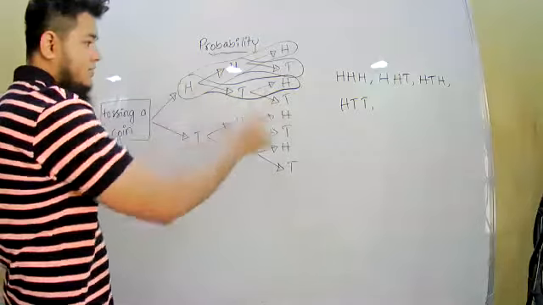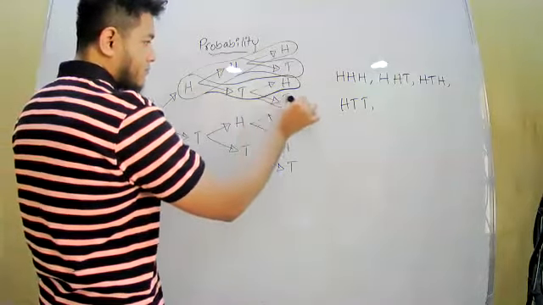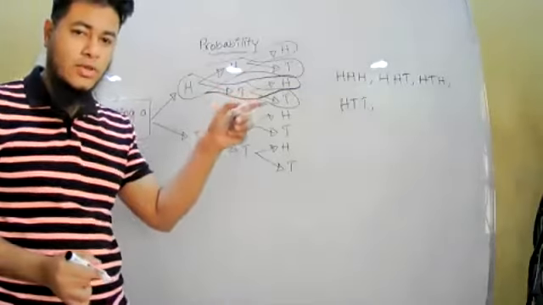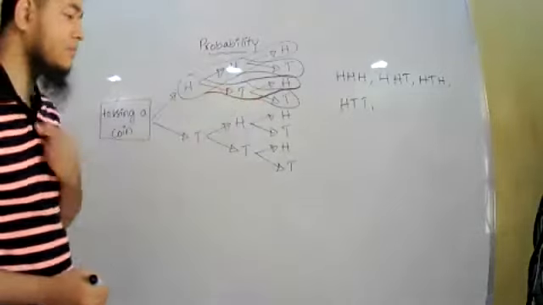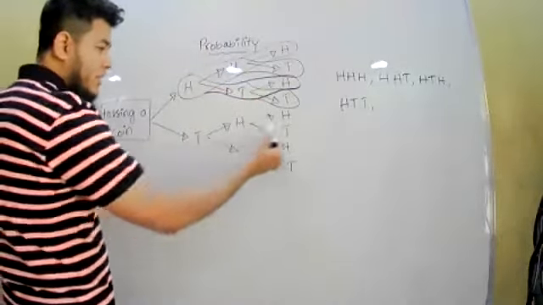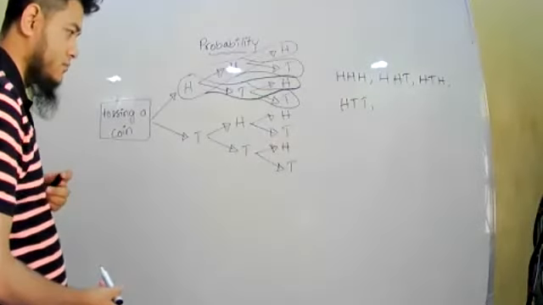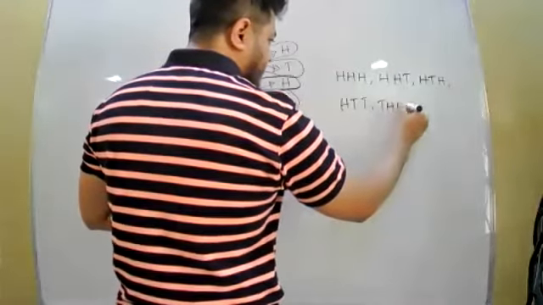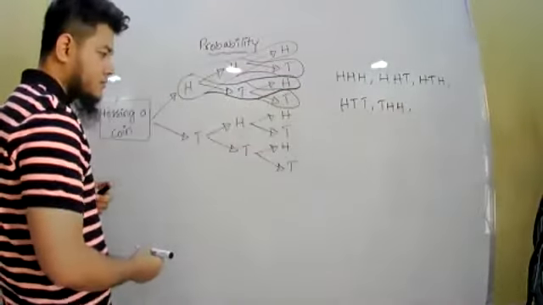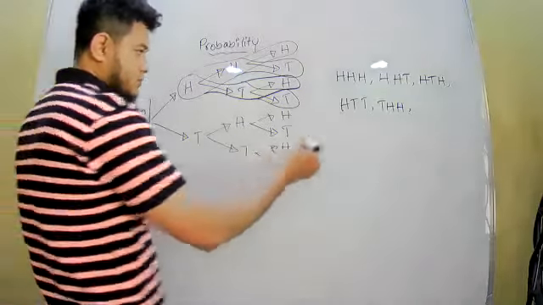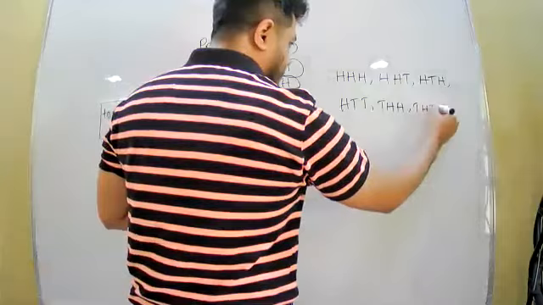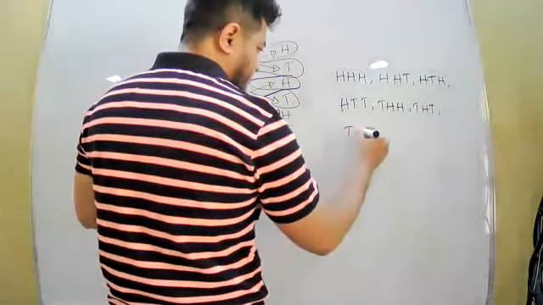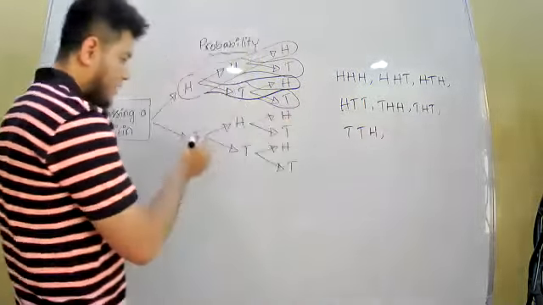Yes, sir. Okay. It is not necessary to mark this way. Better if you can do it without marking. Then the next possible outcome, can you tell me? Tail, head, head. Right. Then tail, head, tail. Very good. Then tail, tail, head, and tail, tail, tail.